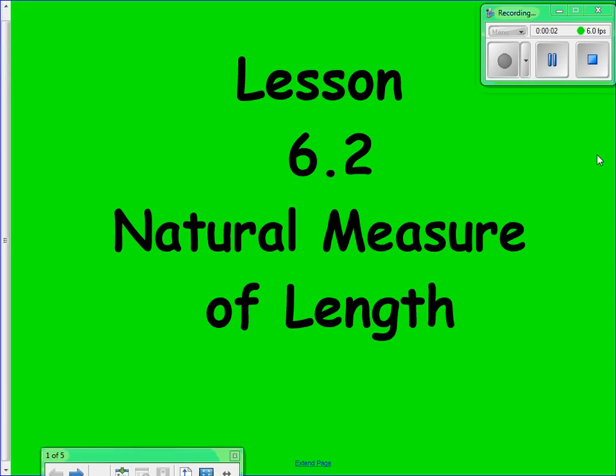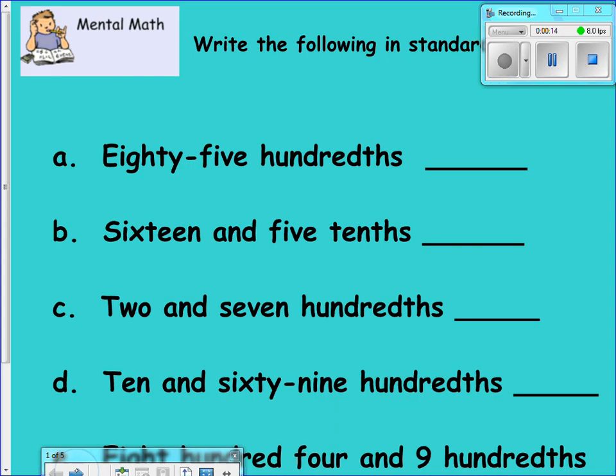Good evening, fifth graders. Tonight we're going to be learning how to do some measuring. We're working with the metric system. We're going to be using some centimeters and some millimeters and some meters. Before we do that, we're going to do a little bit of mental math here.